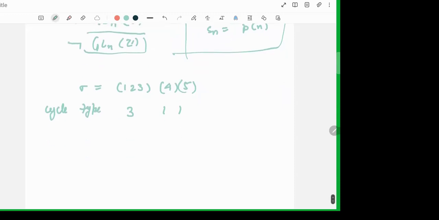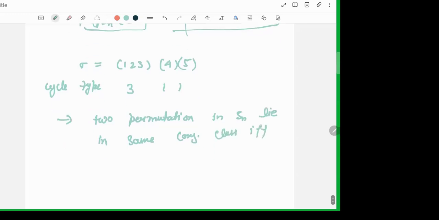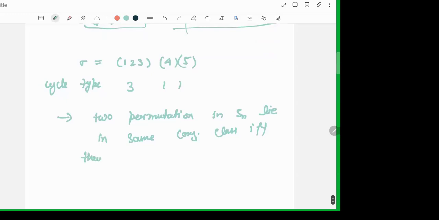So another theorem which you can try to prove, and these are easy proofs. That's why I am giving them to you. That will give you motivation to read group theory. Two permutations in Sn lie in the same conjugacy class if and only if they have the same cycle type.